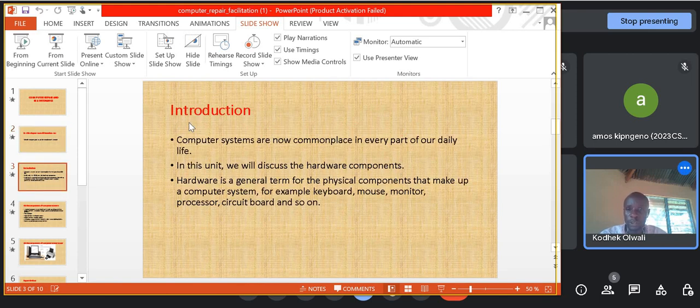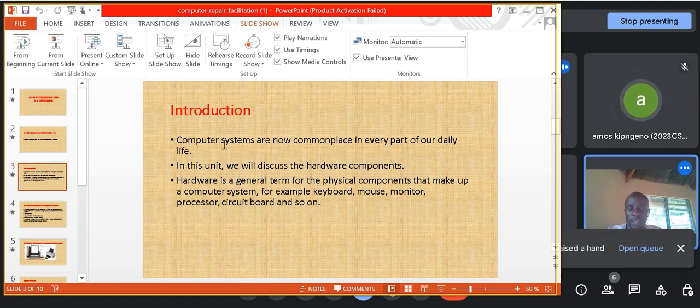As an introduction, computer systems are now commonplace in every part of our life. In this unit, we'll discuss the hardware components. Hardware is a general term for the physical components that make up a computer system. For example, we have the keyboard, mouse, monitor, processor, circuit board, and so on. Now, to know whether we are together, has any one of you come across the items that I've listed there under hardware?